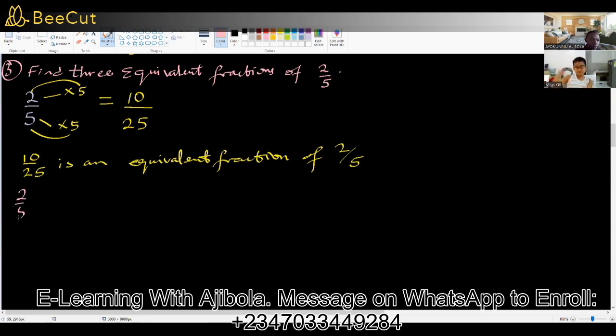So 2/5. What number should I use to multiply the numerator and denominator this time around? Give me a number. Yeah, give me a number to use to multiply them to get another equivalent fraction. Should I use 3?